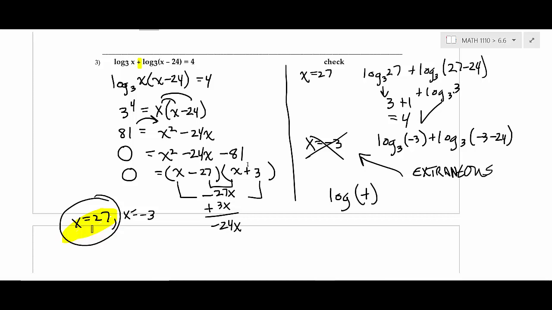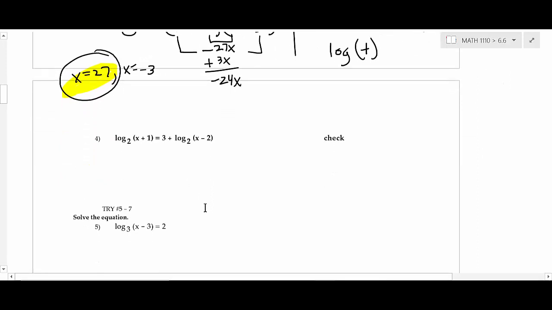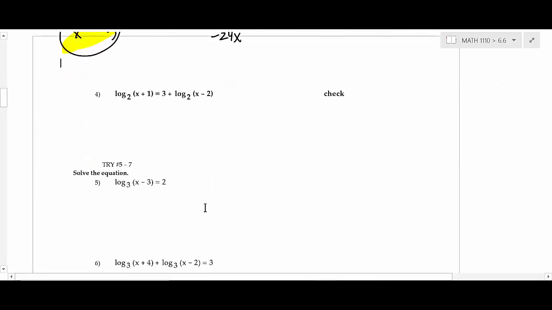All right. Let's go to one like this now. So this one right here, what you want to try to do is get all of your logs on one side. Log of something just equals a number. That's what you want to try to do.